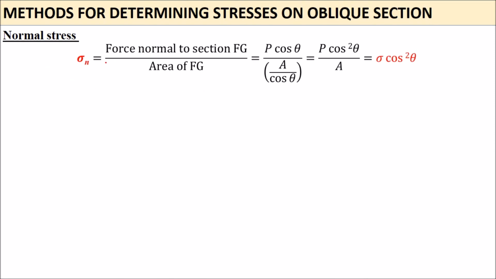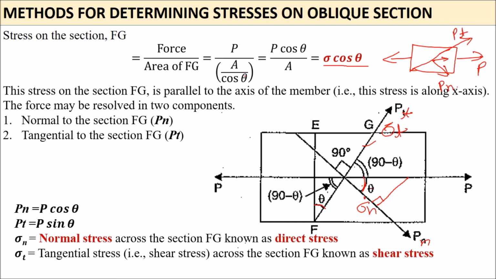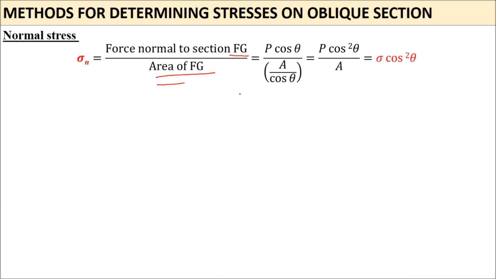We know that stress equal to force divided by area. So force normal to the section Fg divided by area of Fg. In the previous section we found force in this normal axis, Pn equal to P cos theta, divided by area of Fg, which is A divided by cos theta. So from here we got P by A cos square theta. P by A will be sigma, so sigma cos square theta. This is our final formula for normal stress.